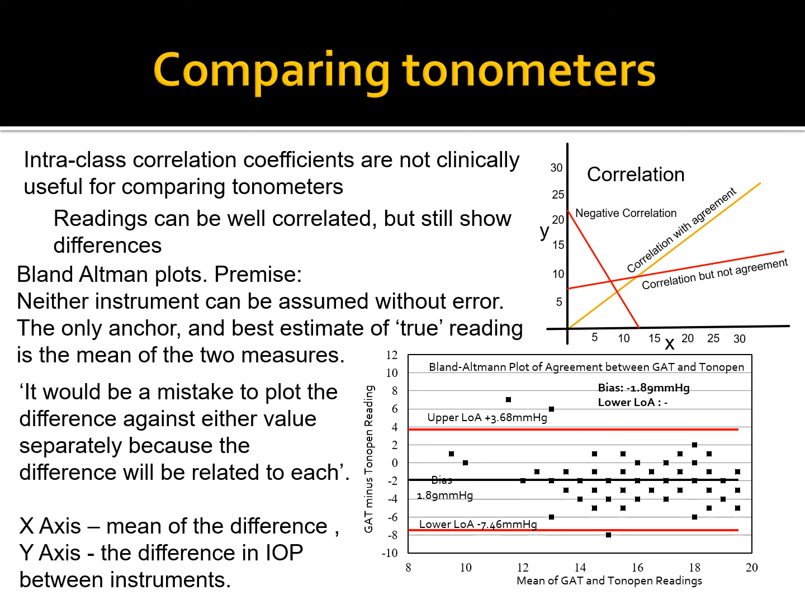It would be a mistake to plot the difference against either value separately, because the difference is related to both. So it means that if you assume one machine's perfect, then all the error is attributable falsely to the other instrument. And this is obviously a statistical fallacy. So they came up with this nifty way of doing it, but their goal, well, I'll come on the next slide.